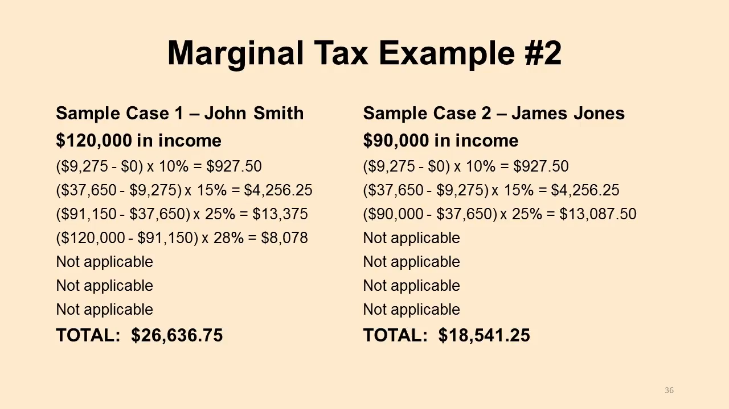So let's look at another marginal tax example, example number 2, as a way to compare. Case 1 was John Smith. That's on the left here. Nothing has changed. Case 2 is James Jones. He earned a little bit less. He made $90,000 last year. So in the 10% bracket, it's the same. From 0 to $9,275 is taxed at 10%. The second tax bracket, James Jones is the same as John Smith.